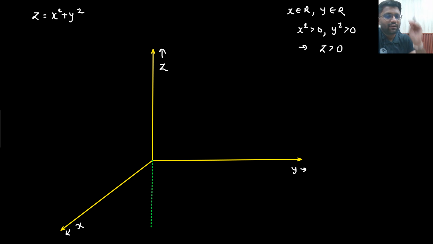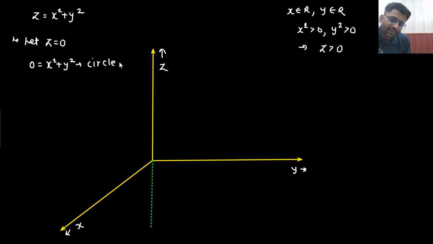Now let's try making the graph. What I will do? I will fix the value of z. Let's just say I am taking z equals to 0. So what I will be getting? 0 equals to x square plus y square. Now what is this? It is a circle of radius 0.